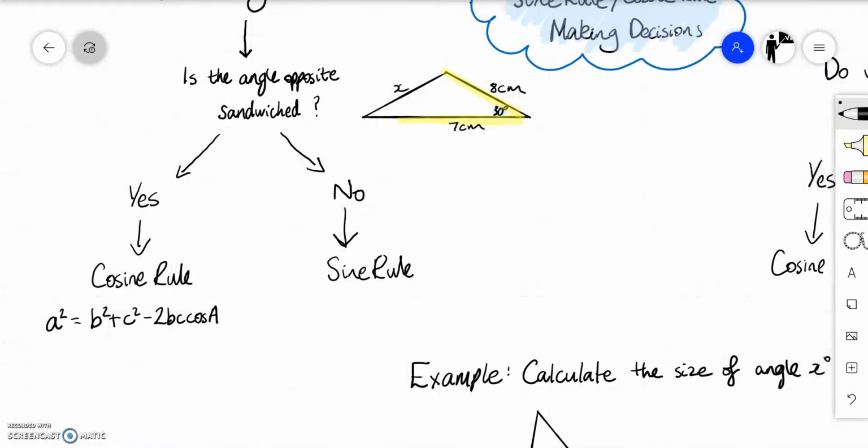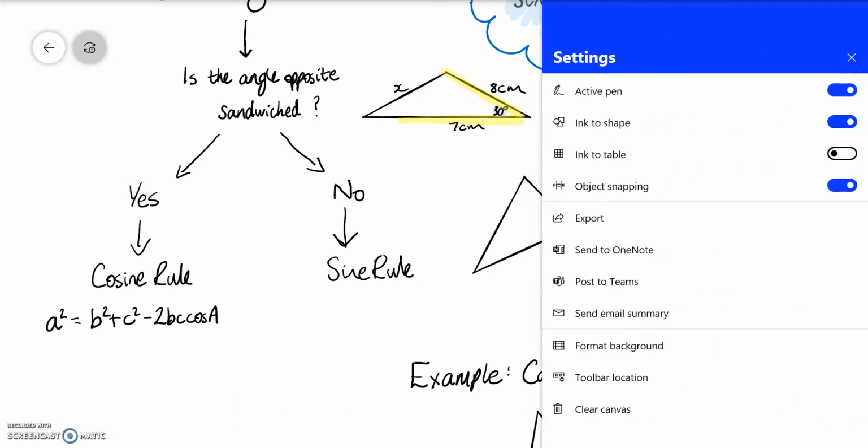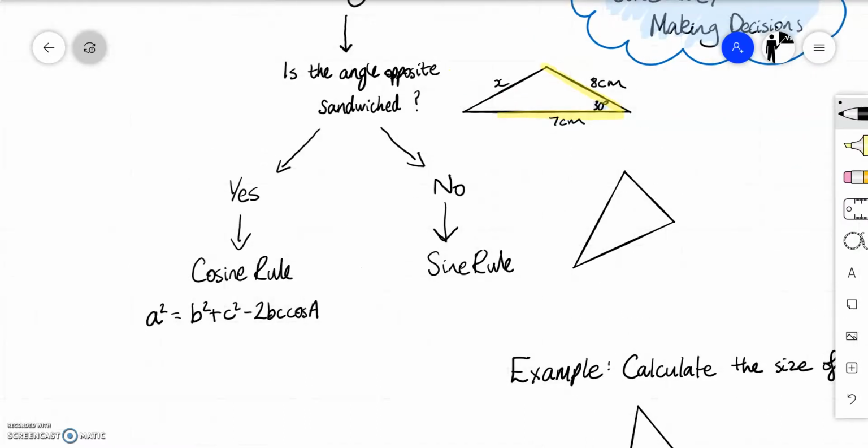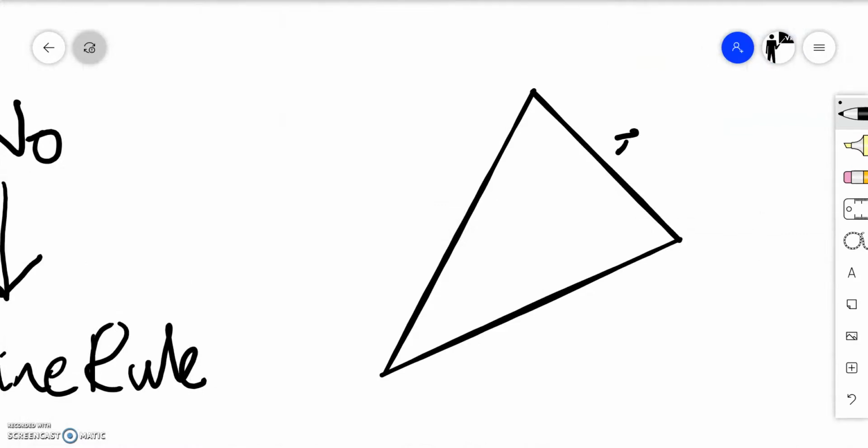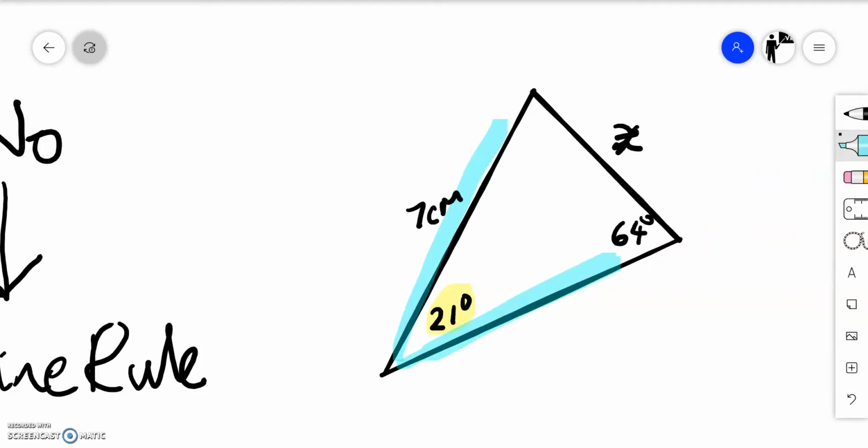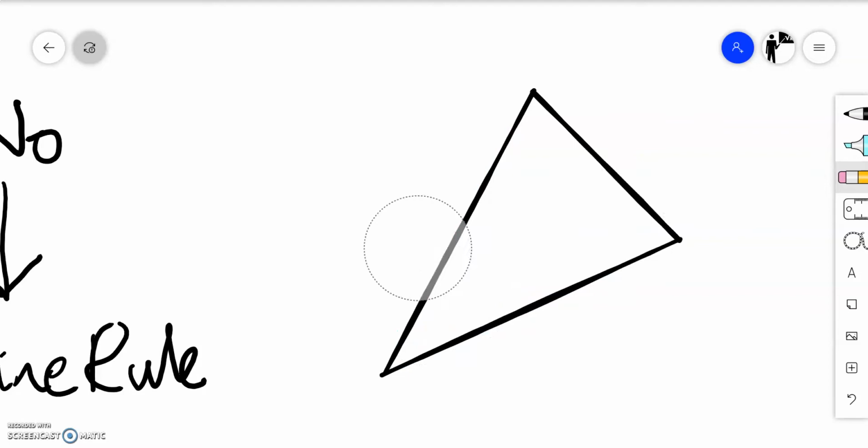See if the angle was not sandwiched. For example, if we had something like this here, and let's say that this was x, let's say that this was 21 degrees, let's say that this was 7 centimeters, and let's say that this was 64 degrees. Well, the question we ask is, is the angle opposite sandwiched? Well, I know one of the sides, but I don't know both of the sides, so this angle is not sandwiched. So if it is sandwiched, we use the sine rule. If it is not sandwiched, we use the cosine rule.